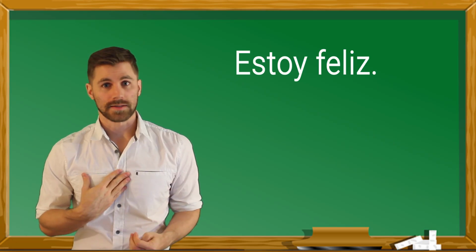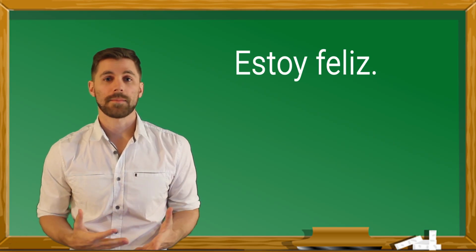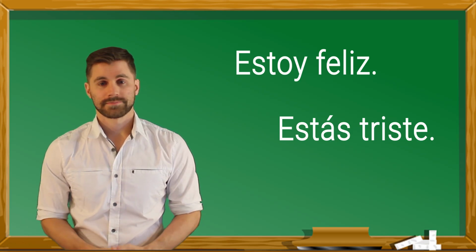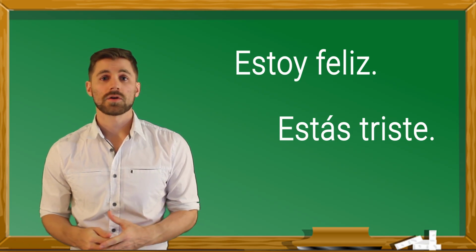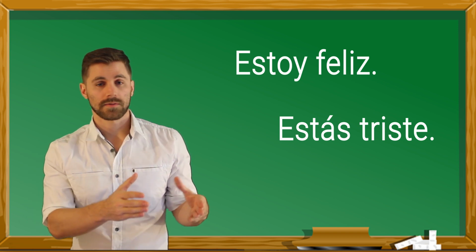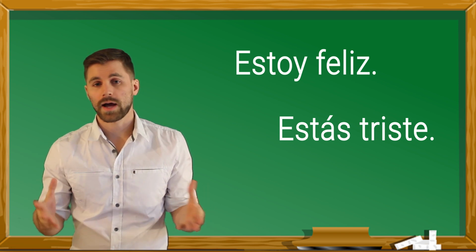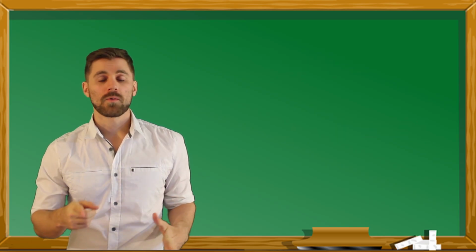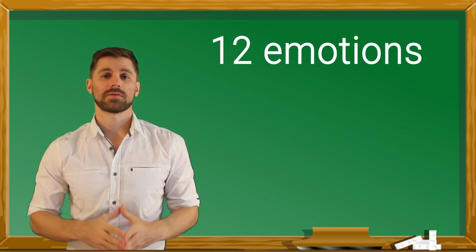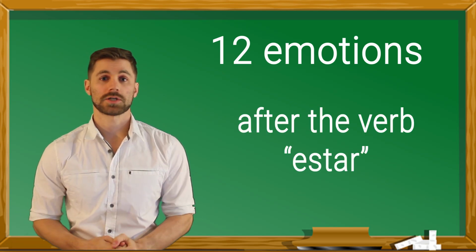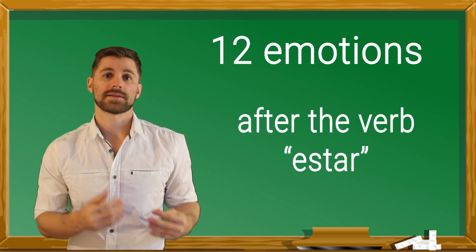Estoy feliz, which means I am happy. Estás triste, which means you're sad. Here you can see we took a conjugation of estar plus the emotion to simply talk about how that person feels in that moment. So now we're going to learn 12 different emotions and feelings that we can use after a conjugation of the verb estar.